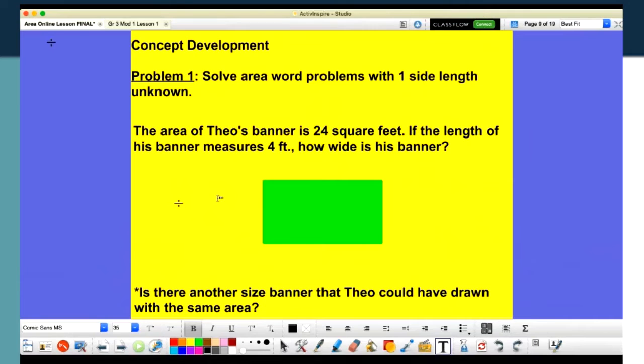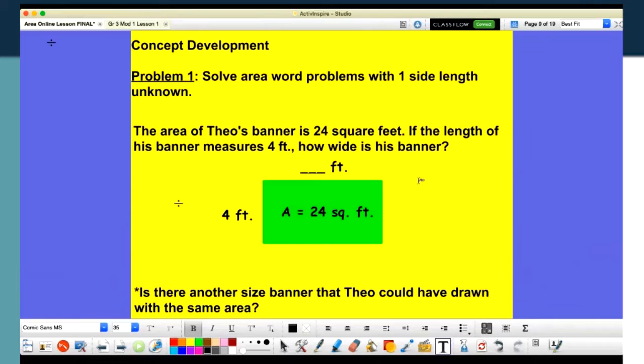So the area of Theo's banner is 24 square feet. If the length of his banner measures 4 feet, how wide is his banner? Okay, so here we know that area is 24 square feet, okay, is the total area. And I know that this length over here measures 4 feet. I need to find out what the width is, okay?